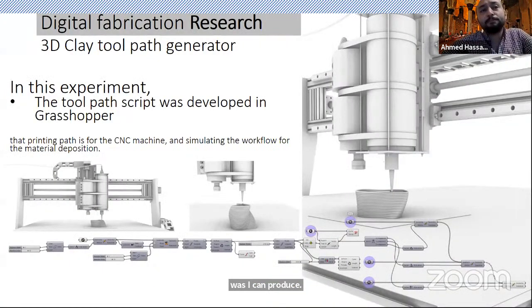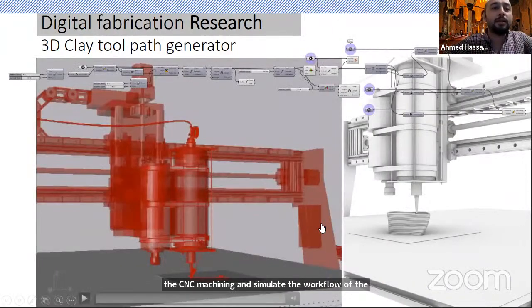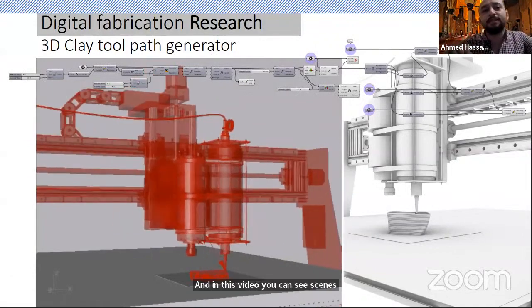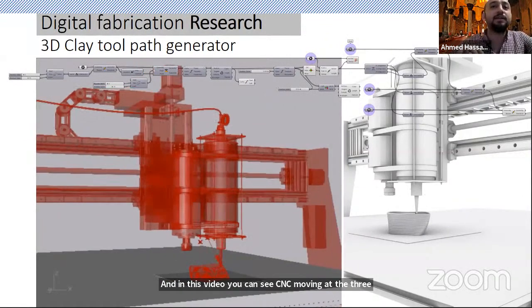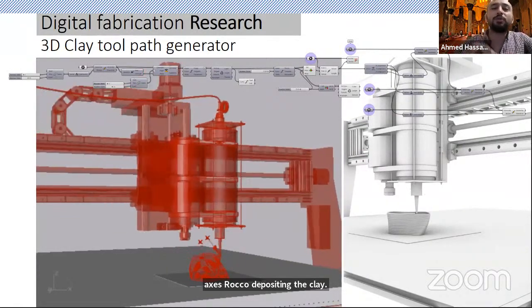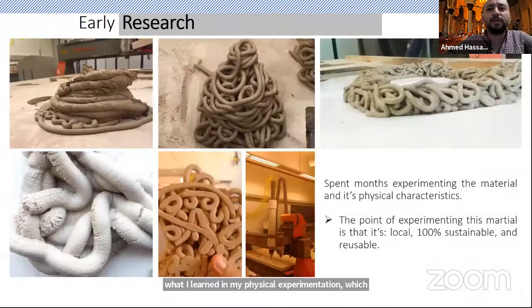And after that, in this experiment, I developed a Grasshopper code that can generate the tool paths for the CNC machining and simulate the workflow of the material deposition. And in this video, you can see the CNC moving as a 3-axis robot, depositing the clay, considering the possible heights and so on, from what I learned in my physical experimentations, which took more than 7 months or so, experimenting with the material itself.